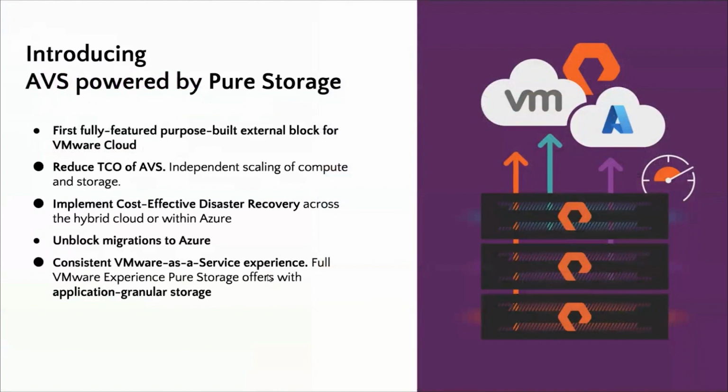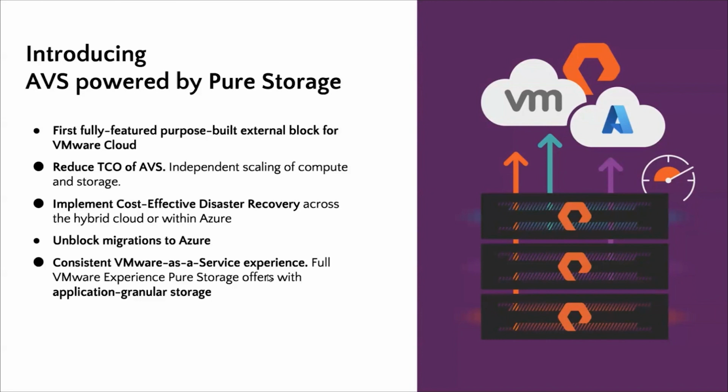A couple of weeks ago, during VMware Explore, we announced the latest integration between Azure VMware Solution and Pure Storage offerings in Azure, what we call Pure Cloud Block Store. Pure Cloud Block Store, or CBS for short, is a specification of what we have on our flash array on premises. This integration between AVS and CBS is the first fully featured external block storage that VMware Cloud can offer.